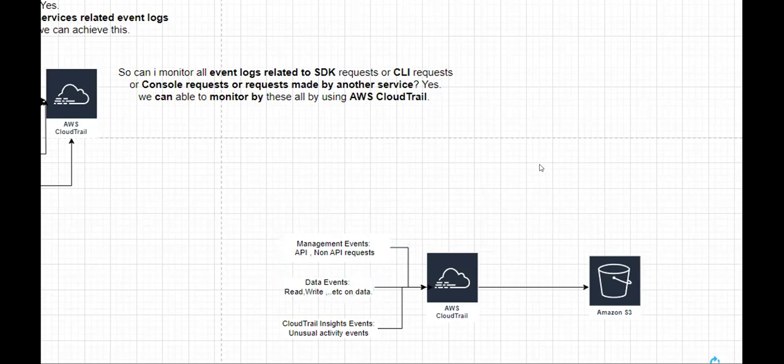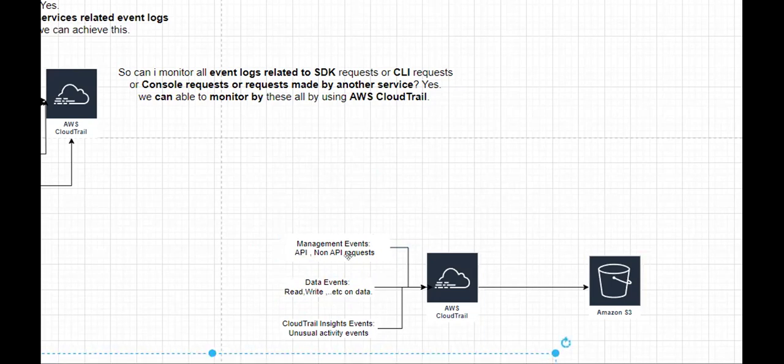Coming to data events, when do we use them? To track resources' data operations, that is, data plane operations. If you want to track management operations, then we use management events. If you want to monitor data-related operations, data plane operations, then you choose data events. Here we can track reading, writing, and all the operations on data.